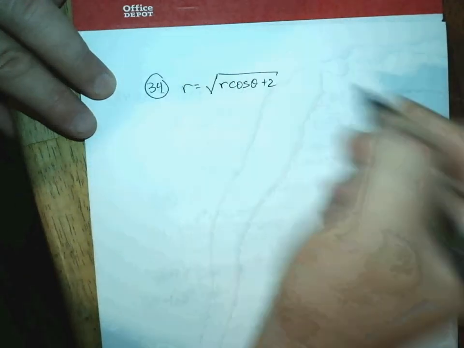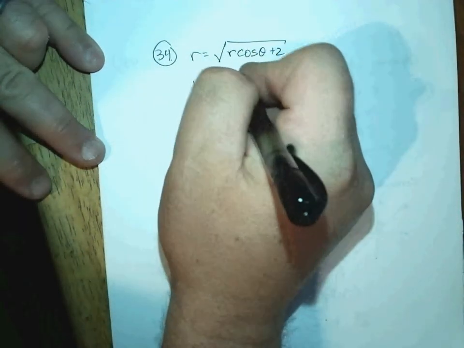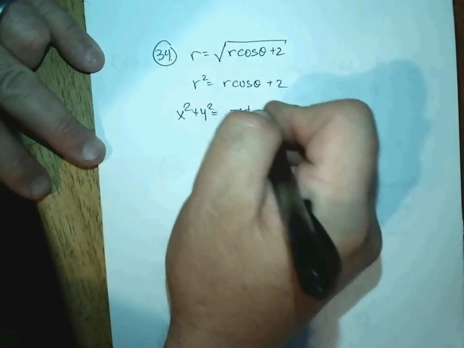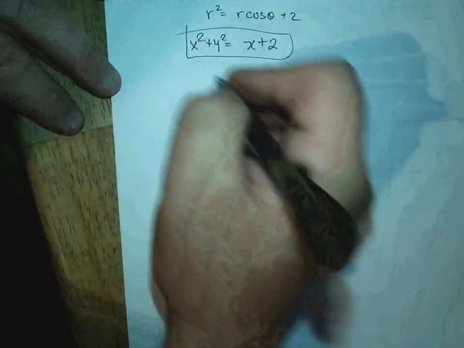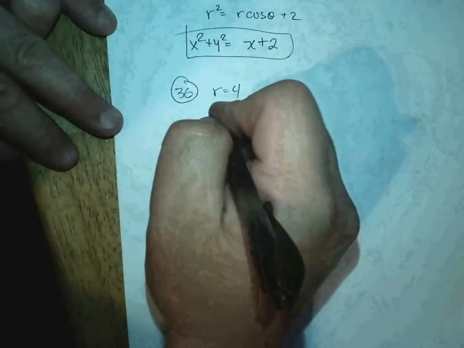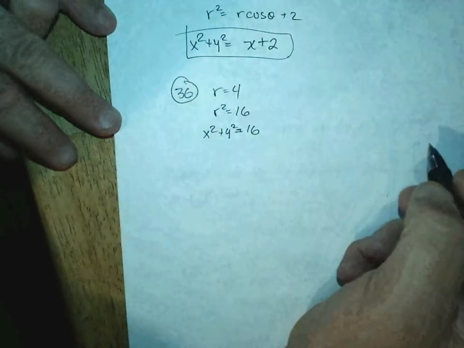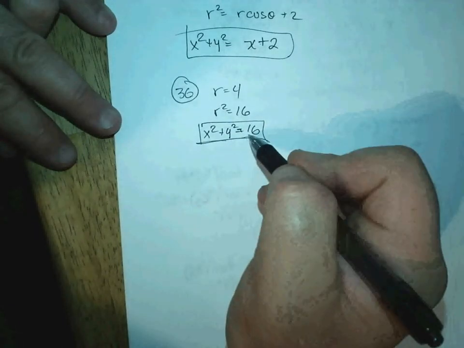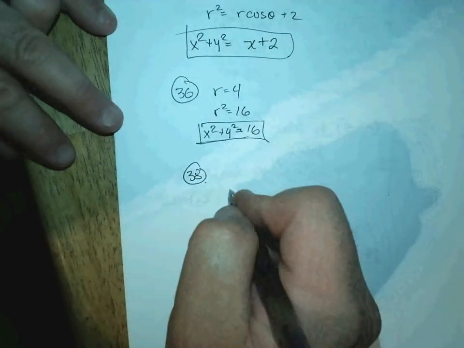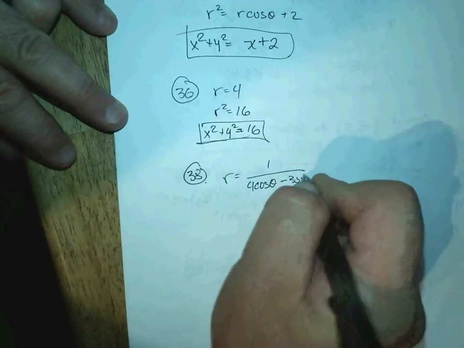In number 34, we have r equals the square root of r cos theta plus 2. Now, what I could simply do here is square both sides of the equation. R squared is x squared plus y squared. R cos theta is x. And there you go. 36. R equals 4. Square both sides. Replace r squared with x squared plus y squared. And of course that is the rectangular version of the circle of radius 4, which is what we have written there in polar. And finally, let's take a look at number 38.